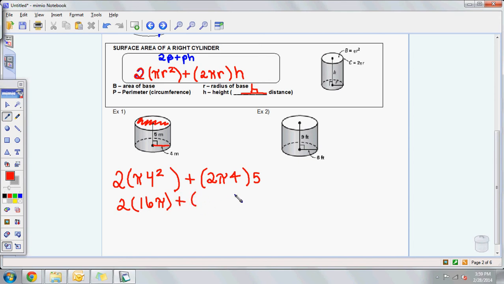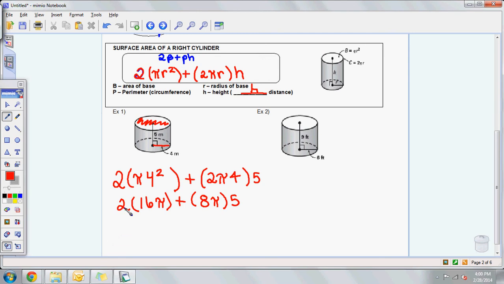Plus, now 2 pi 4, this is all multiplication. So I'm going to do 2 times 4 and simplify it that way. So I'm going to get 8 pi and then times 5. Okay, so I'm just simplifying as much as I can.